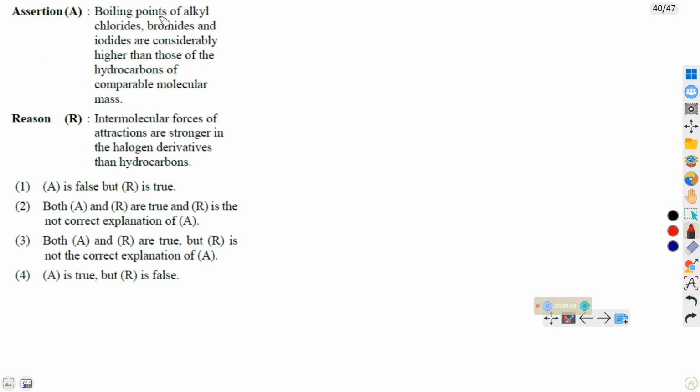Boiling points of alkyl chlorides, bromides and iodides are considerably higher than those of hydrocarbons of comparable molecular masses. Correct. Intermolecular forces of attraction are stronger in halogen derivatives than hydrocarbons. Correct. So both A and R are true, and R is the correct explanation of A.